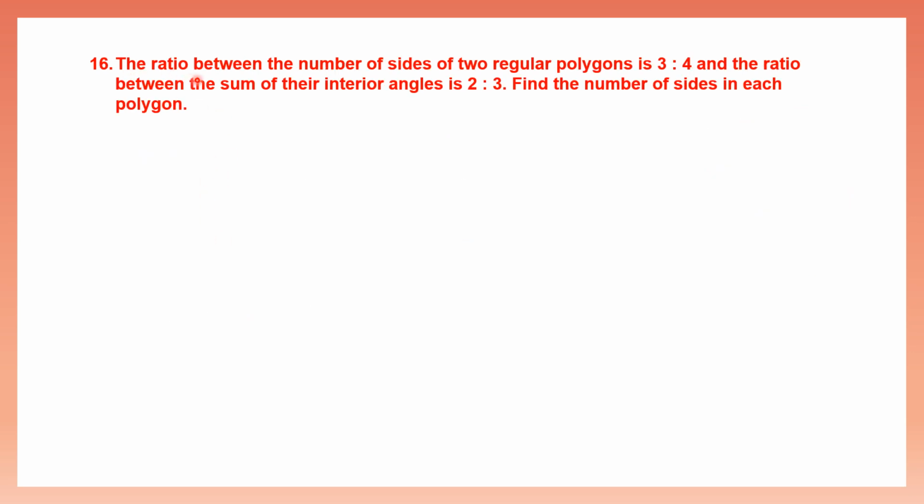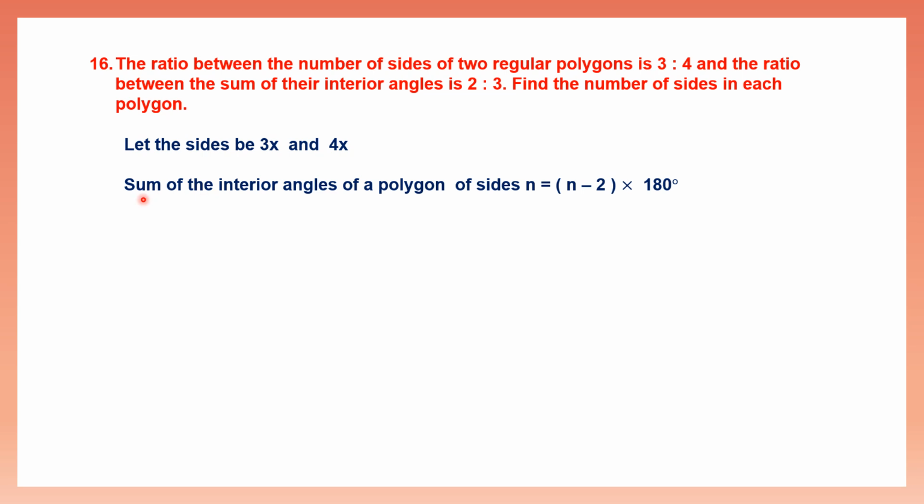Question 16. The ratio between the number of sides of two regular polygons is 3:4, and the ratio between the sum of their interior angles is 2:3. Now find the number of sides in each polygon. So we've been given the ratio between the number of sides, that is 3:4, and the ratio between the sum of their interior angles. So first is the number of sides. Let the sides be 3x and 4x. So we'll take the sides of the two polygons to be 3x and 4x.